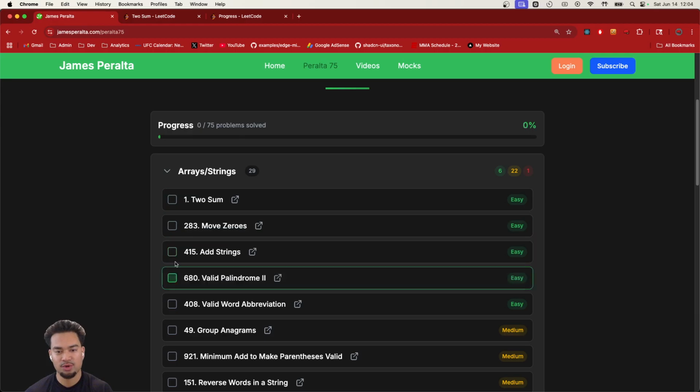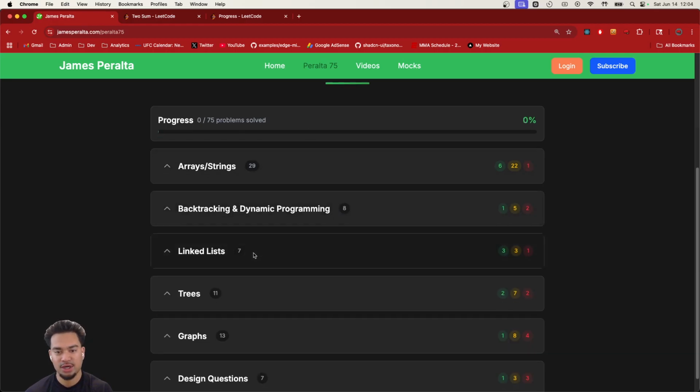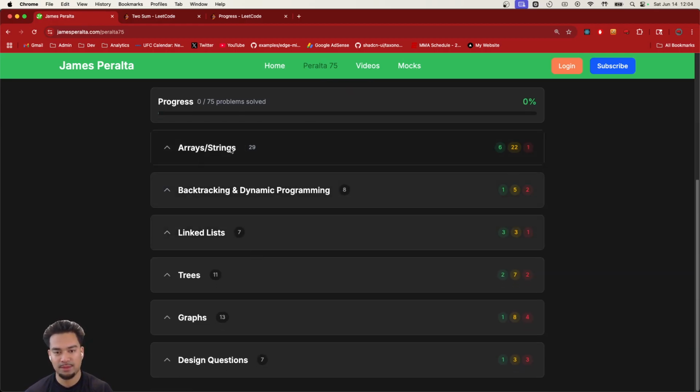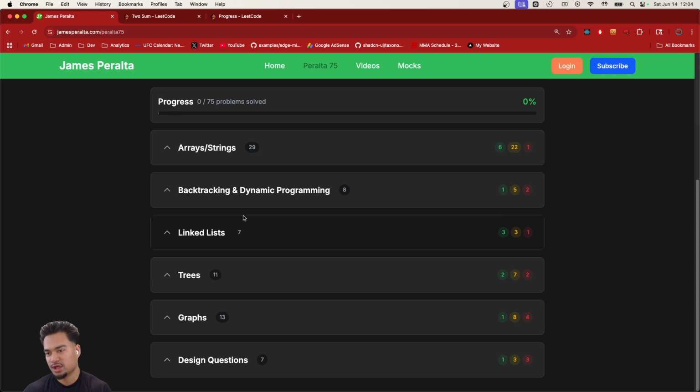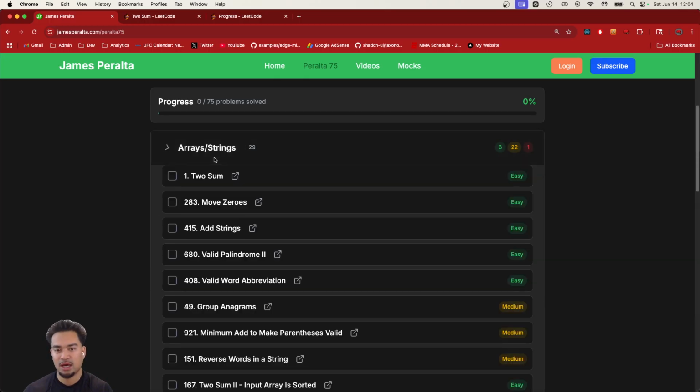And the way I group these is by data structure. So I have arrays, backtracking, dynamic programming, linked lists, trees, graphs, design questions. These are grouped by the data structure that's being used or that you're operating on. I don't tell you what pattern you need to use to solve it. That's too much of a hint.